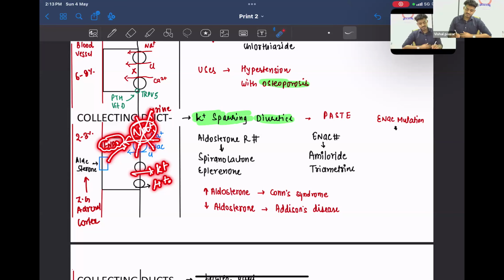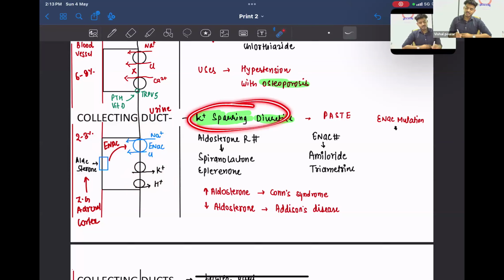Now we are closing this sodium pump. If sodium is closed, that means sodium will not come inside. Do you think we need to give potassium outside? No. If potassium is not going outside, they are known as potassium sparing diuretics, right? What are the examples? The examples will be these drugs.